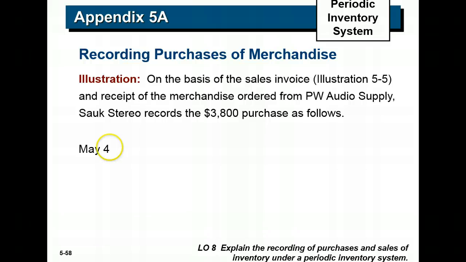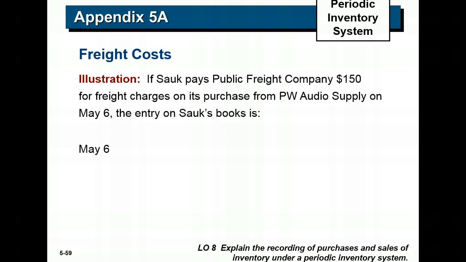On the basis of the sales invoice and receipt of the merchandise ordered from PW Audio Supply, SOC records the $3,800 purchase as follows: debit purchases, credit accounts payable. Remember, under the perpetual, we debited inventory, didn't we? If SOC pays freight, $150, we're going to have a separate account, freight in, $150 cash. Remember, under the perpetual, we stuck it into inventory, didn't we?